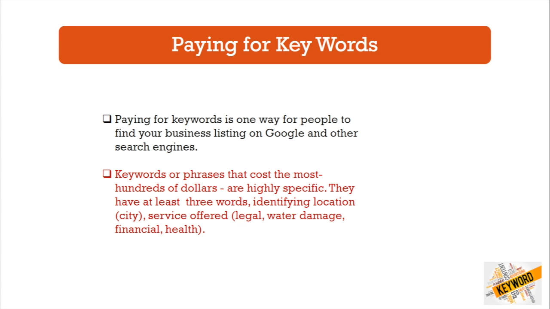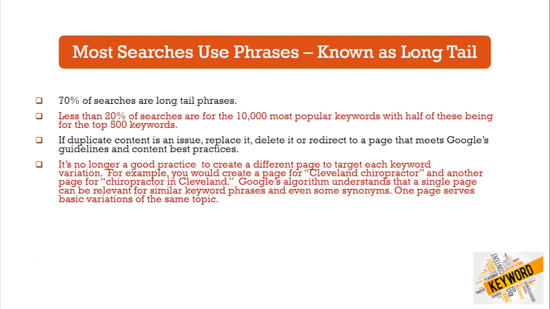Paying for keywords is one way for people to find your business listing on Google and other search engines. Keywords or phrases that cost the most, that is, what you pay Google or some other search engine, are the most highly specific. They have at least 3 words identifying location, like the city, and the service offered, such as legal, water damage, financial, or health. Most searches use phrases known as long tail. In fact, 70% of searches are long-tail phrases. Less than 20% of searches are for the 10,000 most popular keywords, with half of these being for the top 500 keywords.